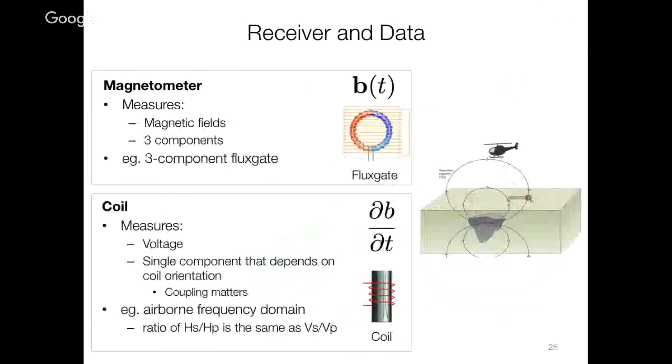So I'm going to receive it. What do we do with that? What field? A magnetometer. A magnetometer would measure the B field. So generally these are flux gate magnetometers, and we'd have maybe a 3-component. We could also have a coil, which really measures dB/dt, and its output is a voltage. And then if you wanted components of the field, you'd have to have coils in different orientations.